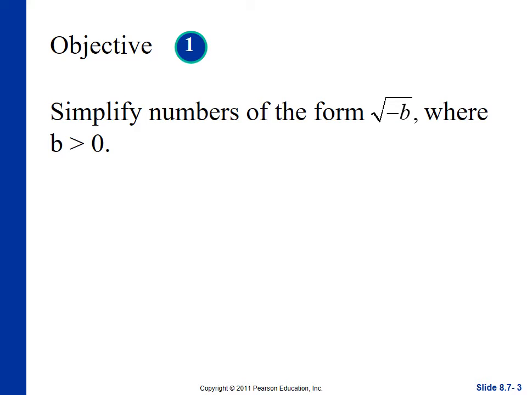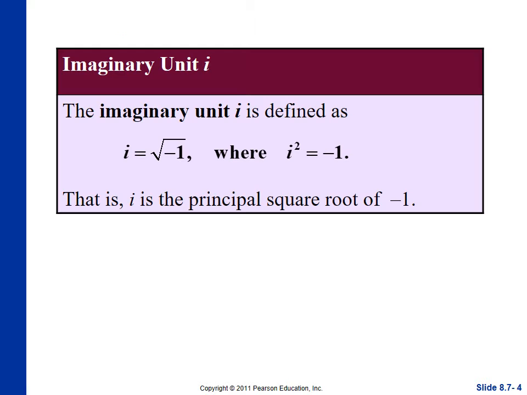All right, so first thing we want to do is simplify numbers of the form square root of negative b, where b is greater than 0. So the imaginary unit i is defined as i is equal to the square root of negative 1, where i squared is equal to negative 1. Okay, so i is the principal square root of negative 1.